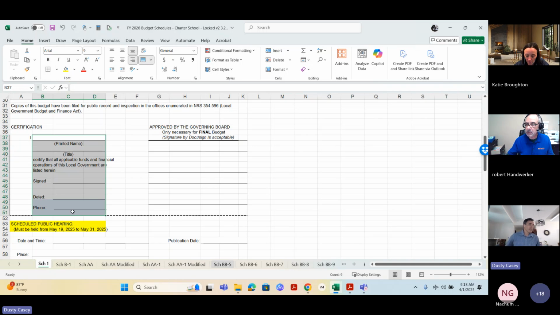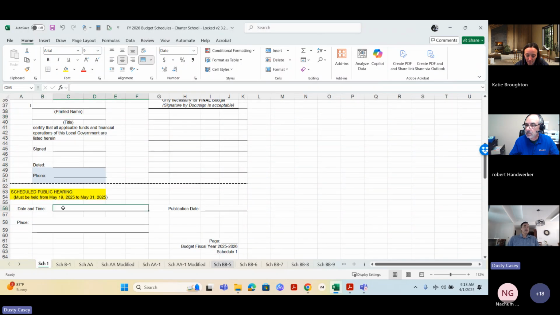So if just your executive director or your CFO is authorized to sign off on it, that's all you need, name, title. Last thing, your scheduled budget hearing based on this tentative budget, according to these new instructions, has to take place between May 19th and May 31st. And you have to list that on this tentative budget. The date and time, the place, this is the notification to the public. And that's when you have to have that scheduled and when your budget hearing has to take place.